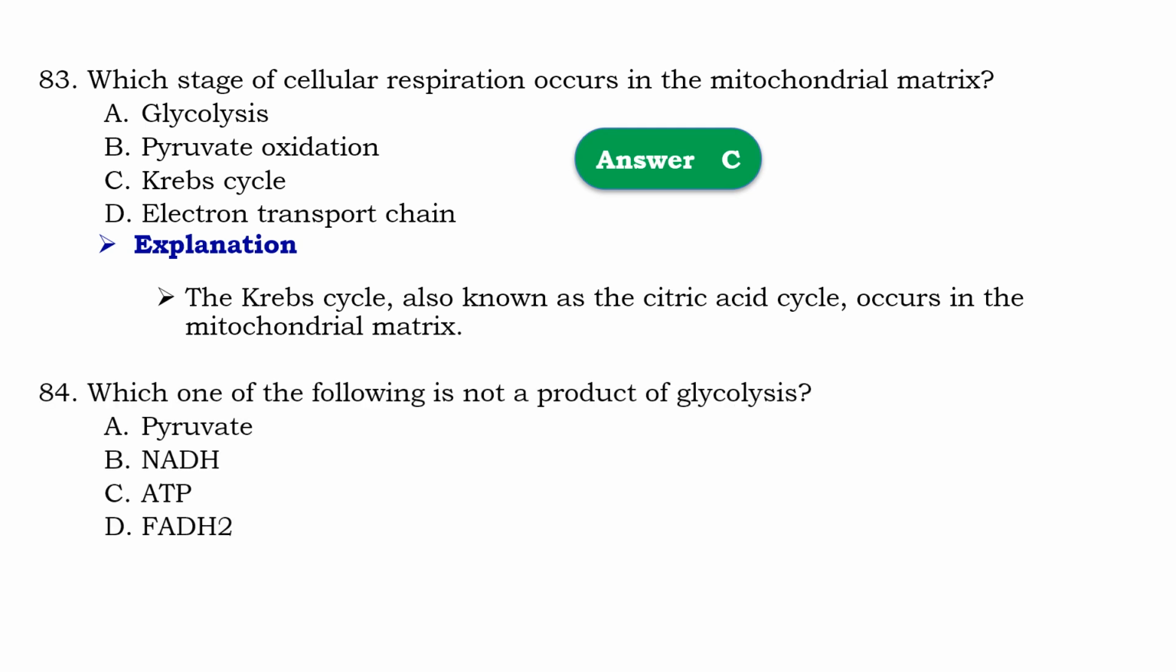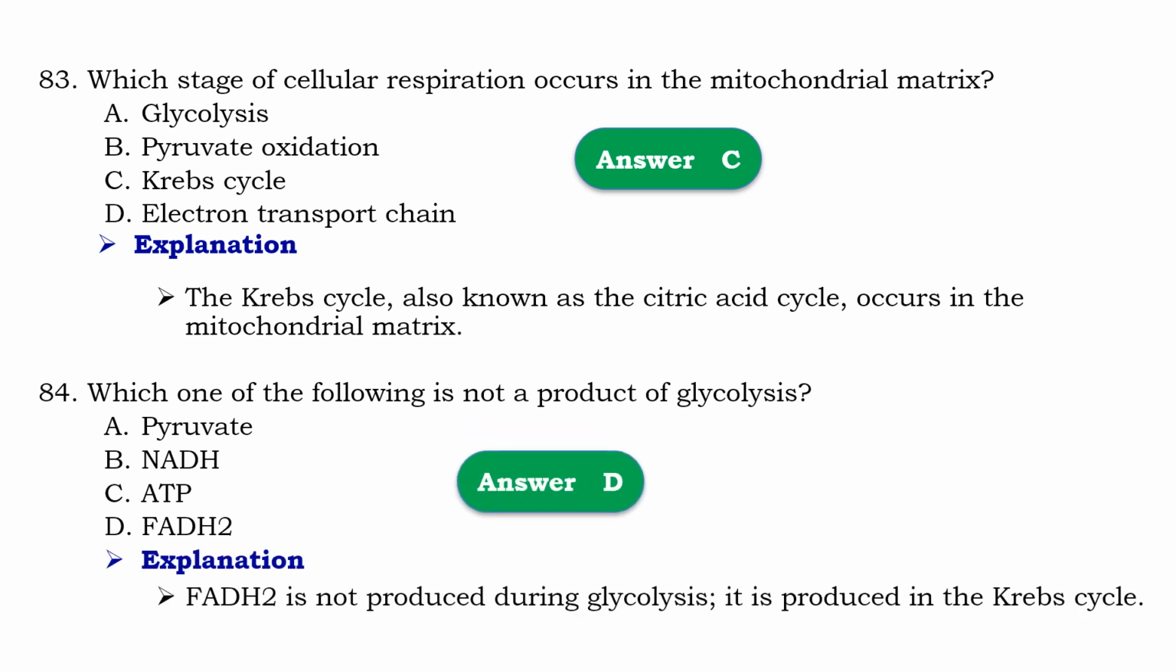Question number 84. Which one of the following is not a product of glycolysis? So that should be D, FADH2. Means that FADH2 is not produced during glycolysis. It is produced in Krebs cycle.